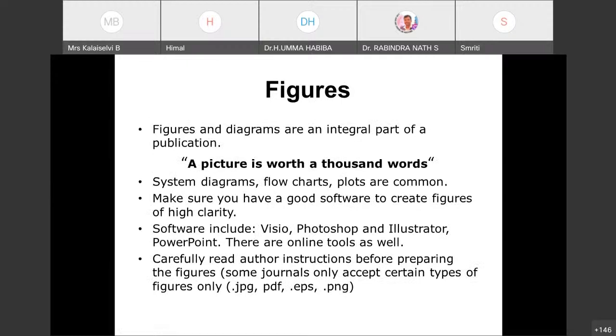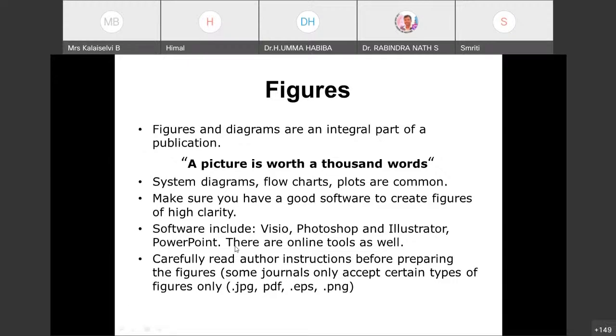Normally the figures should be shown in a comprehensive manner. So you can use popular software to prepare your figures. And also you should carefully read the instructions given by the journal before preparing the figures, because certain journals only accept a particular kind of figures. For example, some journals will accept JPEG figures, some you have to give in PDF and EPS formats and so on. So what I am suggesting is to read the guidelines of the journal when you are submitting figures as well.